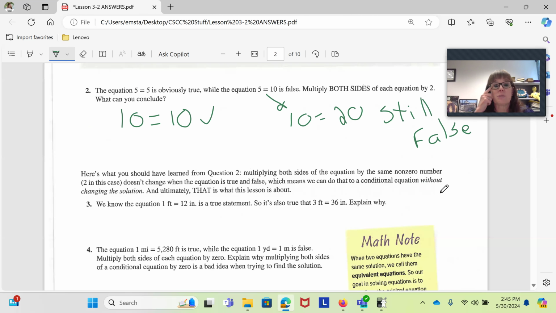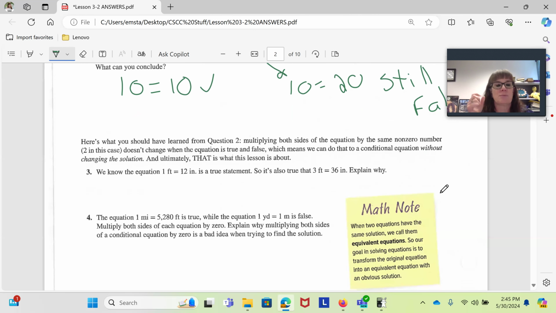A couple more they're going to have us experiment with and play with and see what we can get. In number 3, we know that the equation 1 foot equals 12 inches is a true statement. So it's also true that 3 feet equals 36 inches. I'm just multiplying both by 3. And that's how they're getting that. So we can multiply both sides of the equation by the same thing and get a true sentence.